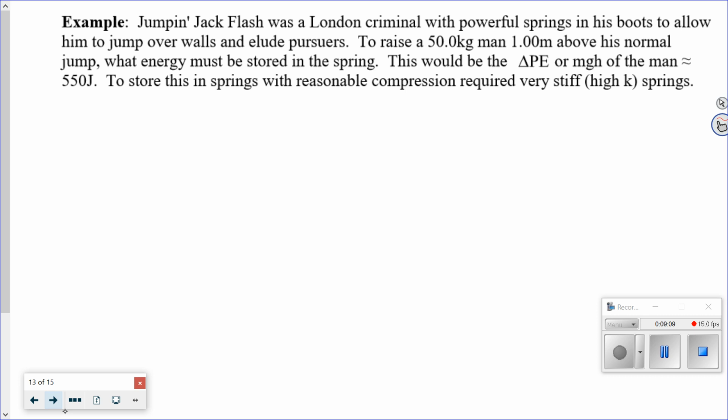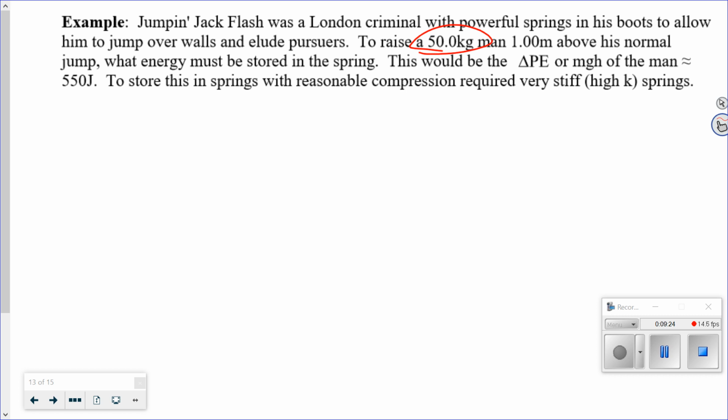I'm not sure if this is true. Another teacher told me this silly story. There really was a criminal nicknamed Jumping Jack Flash in London who would wear springs in his shoes, and he could jump over walls and fences to get away from the police.